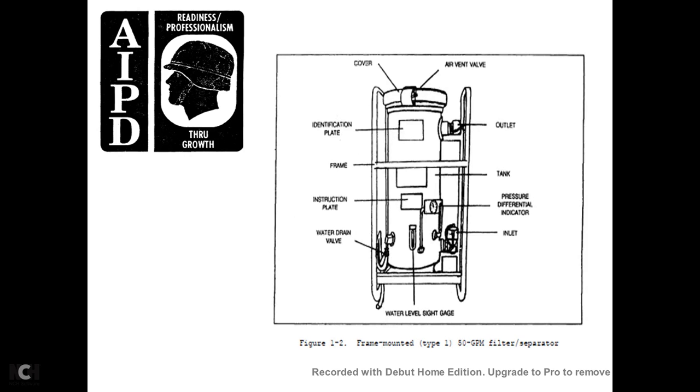Figure 1-2: the frame mounted type 1 50 gallon per minute filter separator, showing the cover, air vent, outlet, tank, pressure differential indicator, inlet, water level sight, water drain valve, instruction plate, and the frame identification plate.